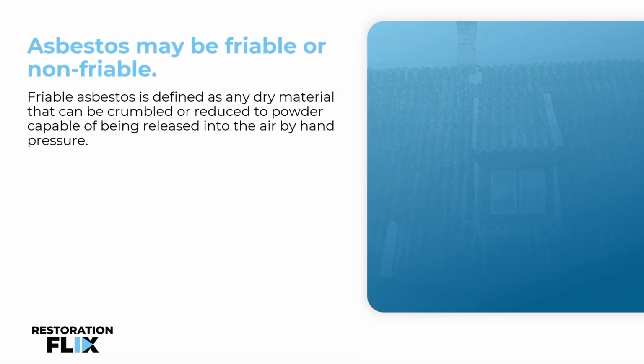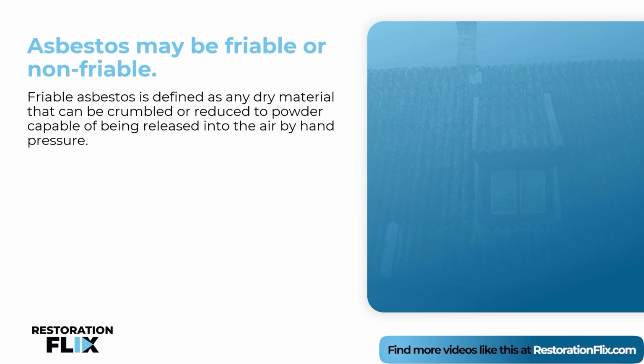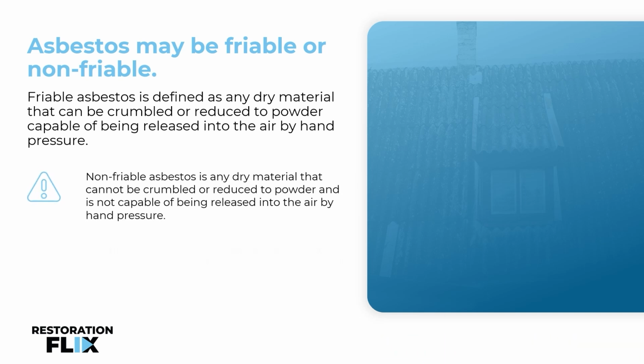Asbestos may be friable or non-friable. Friable asbestos is defined as any dry material that can be crumbled or reduced to powder, capable of being released into the air by hand pressure. Non-friable asbestos is any dry material that cannot be crumbled or reduced to powder and is not capable of being released into the air by hand pressure.